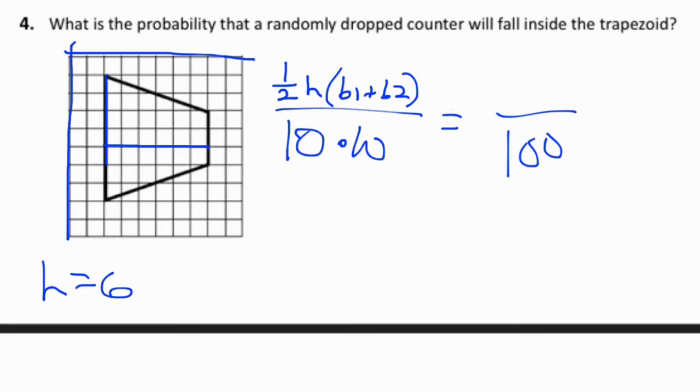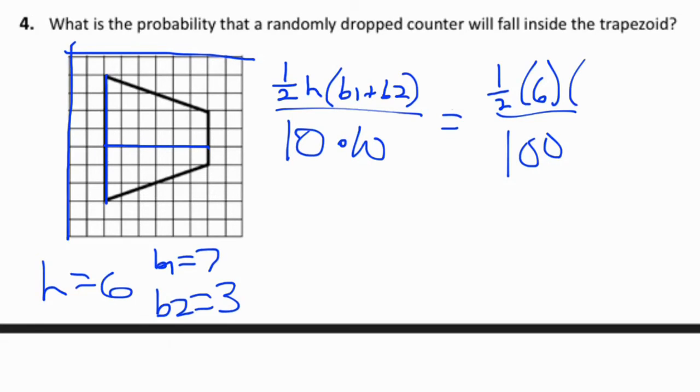Base 1, which is going to be this guy, is going to be 1, 2, 3, 4, 5, 6, 7, right? 7 across. So base 1 is going to be 7, and base 2 is going to be 1, 2, 3. So base 2 is going to be 3. So now let's just plug in my numbers. So 1/2 the height, which is 6, and then base 1 plus base 2 is going to be 10. So 6 times 10 is 60. Half of 60 is going to be 30.